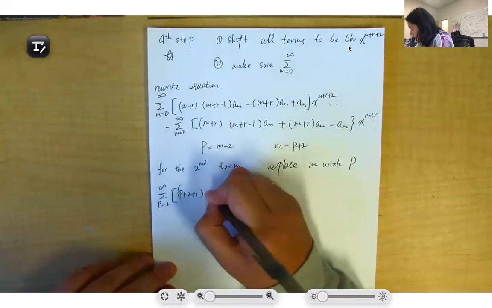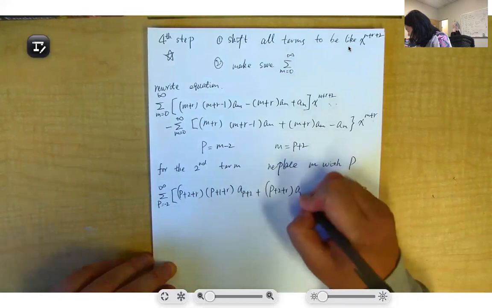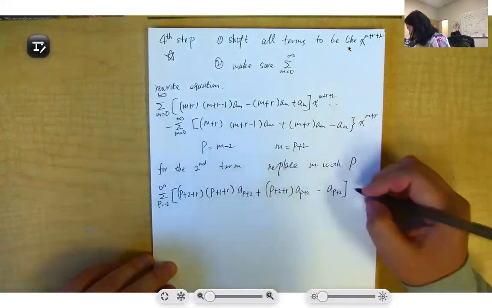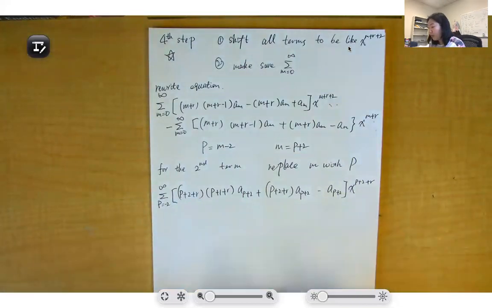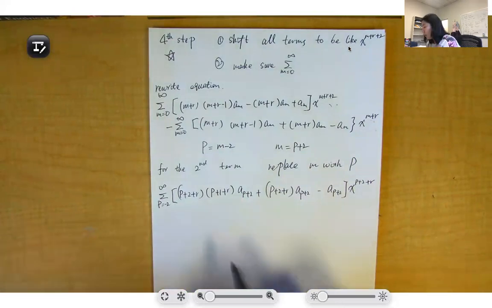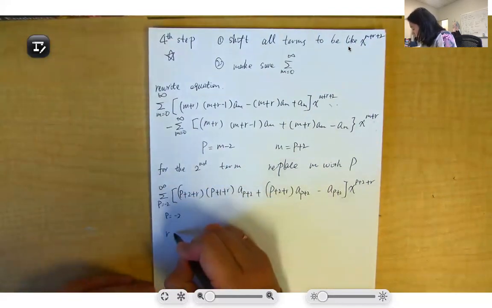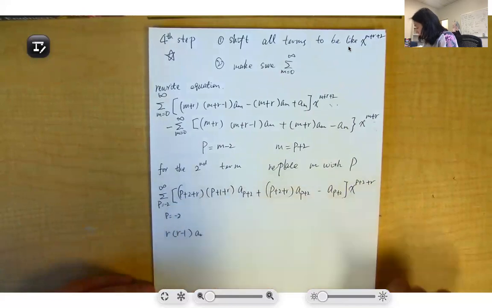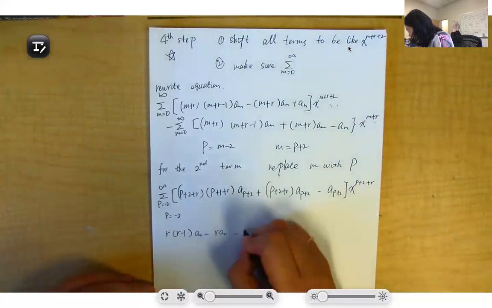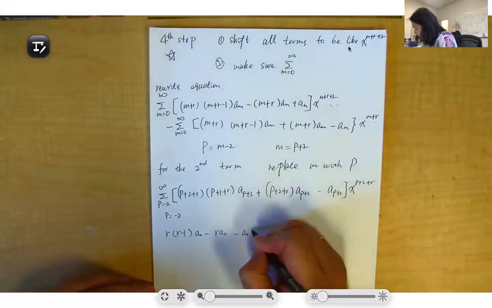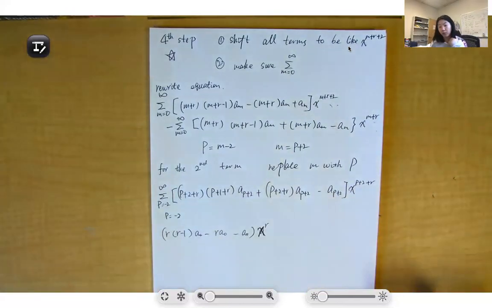(p plus 2 plus r) times (p plus 1 plus r) a_{p+2} plus (p plus 2 plus r) a_{p+2} minus a_{p+2}, times x to the p plus 2 plus r. Then we just need to figure out when p equals minus 1, when p equals minus 2, what this term looks like. P equals minus 2, then the first term will be r times (r minus 1) a naught minus r times a naught, minus a naught, times x to the r. This is when p equals minus 2.